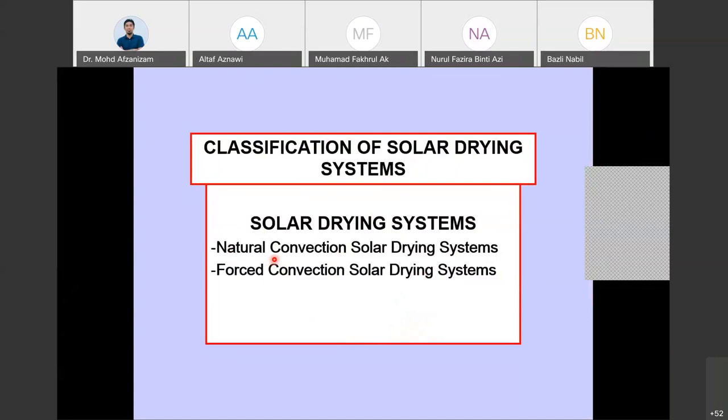Forced convection, we use other equipment or accessory or device that assists us to create the flow in the drying system. Okay, so let's say for example we want to dry whichever product, and then we switch on the fan. So the moment we switch on the fan, that one we call forced convection. Or when we switch off the fan, we just do it as it is by the environment. So that one we call natural convection.